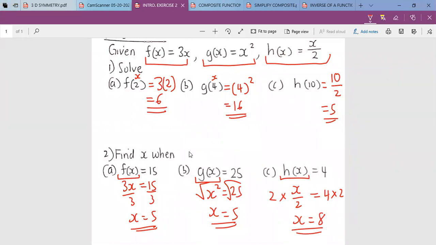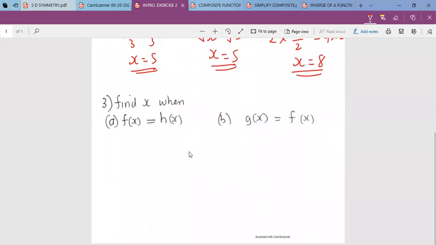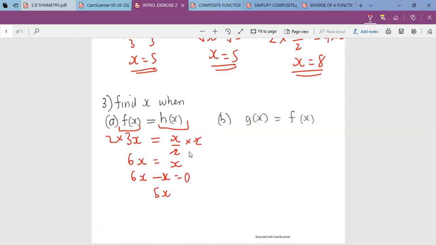All right. So that's how we are supposed to solve. Then let's go to question number 3. There we go. So for question number 3, find x again. But in this case, this side we need to substitute, and also this side we need to substitute. So the function for f(x) is 3x. So I keep 3x. The function for h(x) is x over 2. Right. So I multiply by 2, 2 is gone. I get 6x is equal to x. So 6x minus x is equal to 0. So 5x is equal to 0. Divide by 5 both sides, my x is 0.